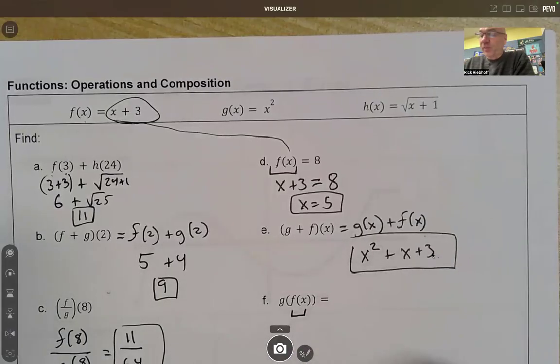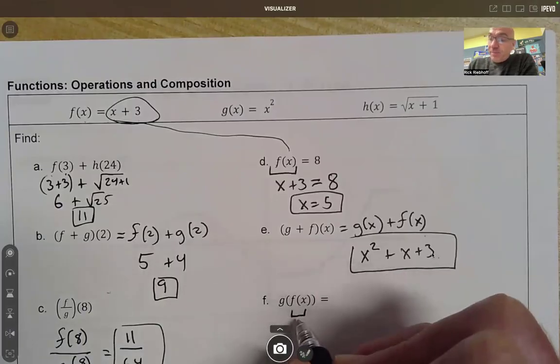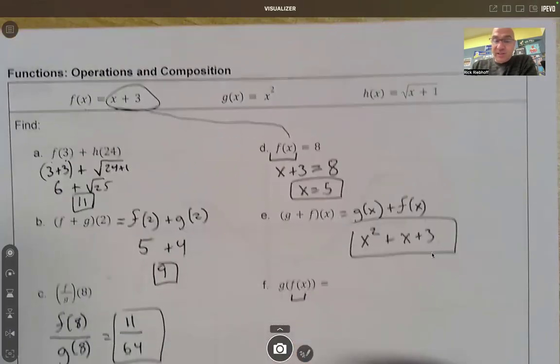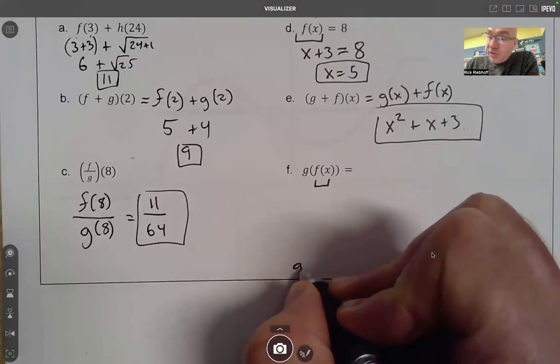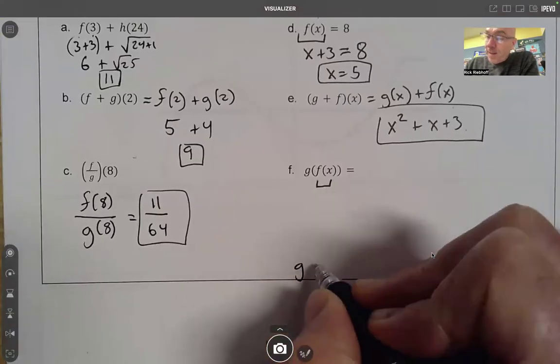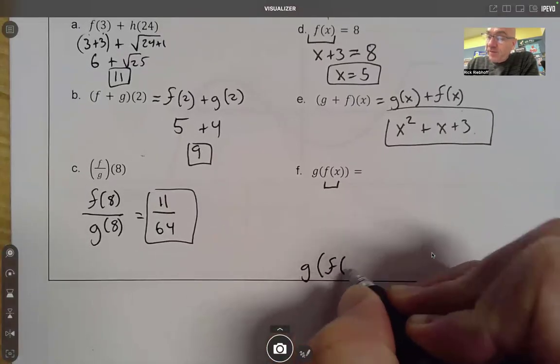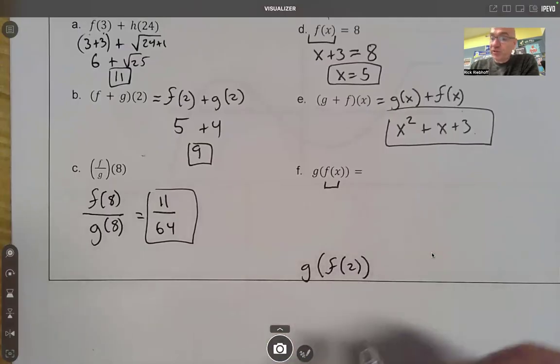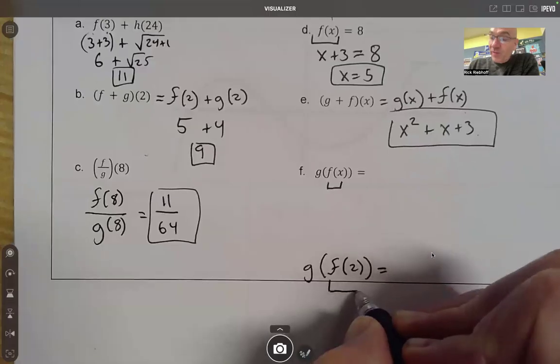All right. G of f of x means I'm plugging, I wish I had one more of these problems. I'll probably add one for you here. This means I'm plugging f, and in fact, let's skip this one for a second. Let's do G of f of 2. Let's do this problem first. So I'm going to work from the inside out.